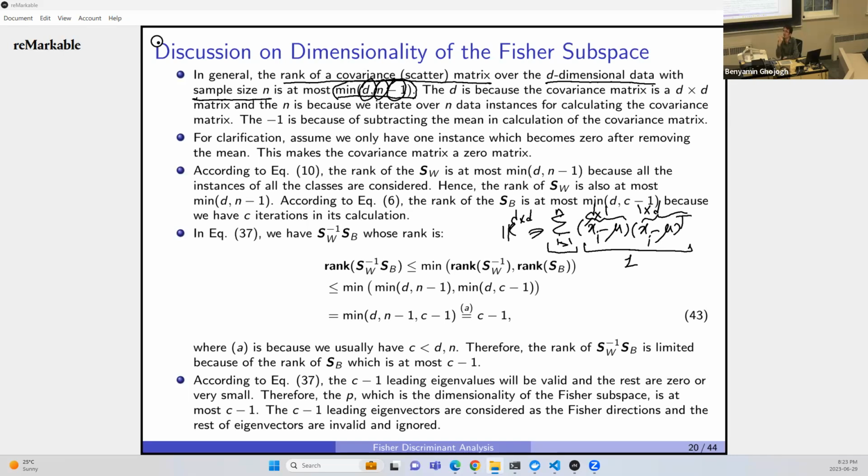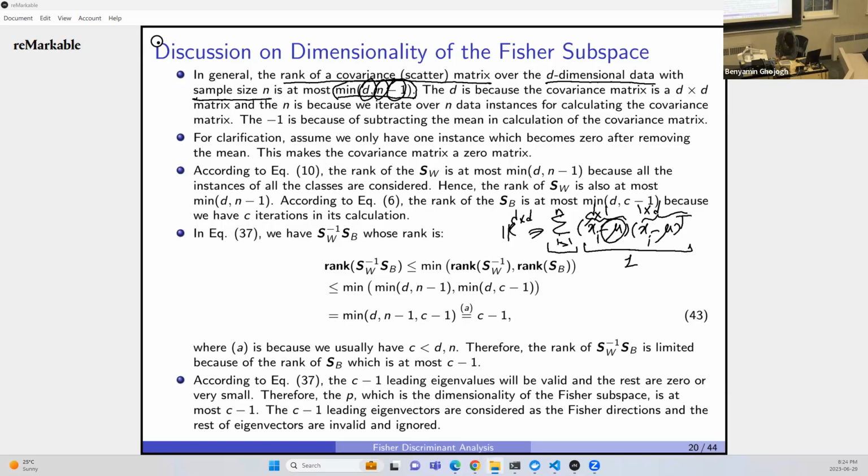Consider I have 1 point. This minus 1 is because of the mean, x minus mu, because of the subtraction of the mean. If I have 1 point, x minus mu becomes 0. The mean becomes the point itself. Because of that, if you consider n equal to 1, you'll see that its rank becomes 0. So it should satisfy that case. Therefore, it's n minus 1. So, okay, that's one thing.